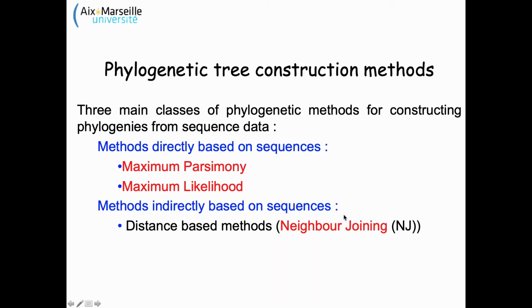Okay, during this annotation practical exercise, you will perform at least one tree using the maximum likelihood method and another tree using a distance method like the neighbor joining method, or the BioNJ method.